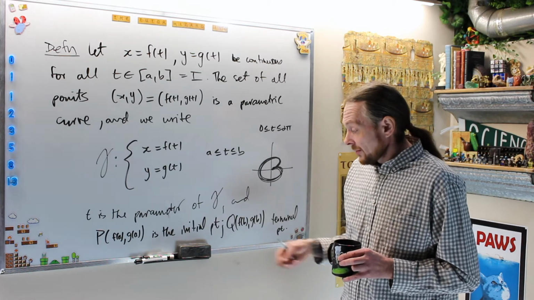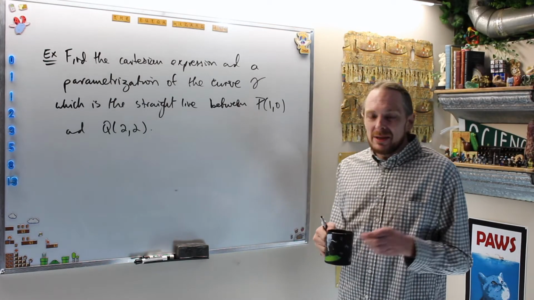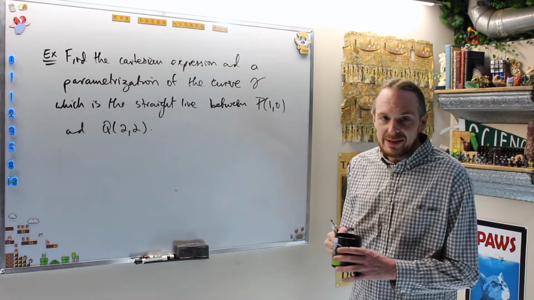Let's do a couple of examples. So we have a straight line. Basically what we're going to do is I'm going to remind you how to build the y equals mx plus b form.